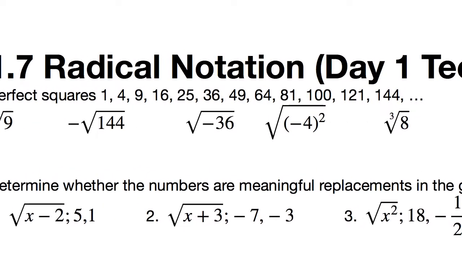So there's some perfect squares I want you to make sure you have memorized. Here, 1, 4, 9, 16. These are all perfect squares. What's 4 times 4? What's 7 times 7? What's 10 times 10? 12 times 12? Make sure you have those memorized.